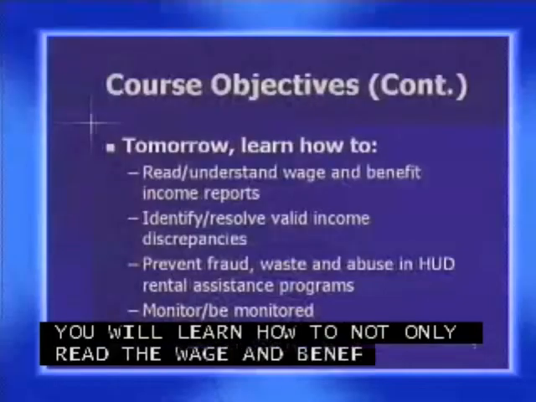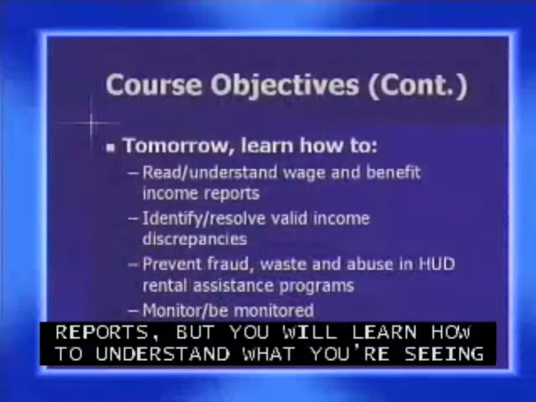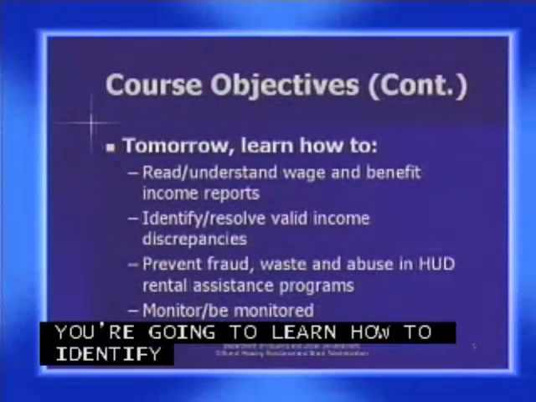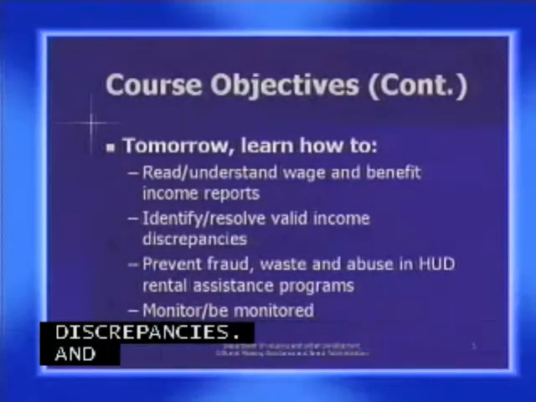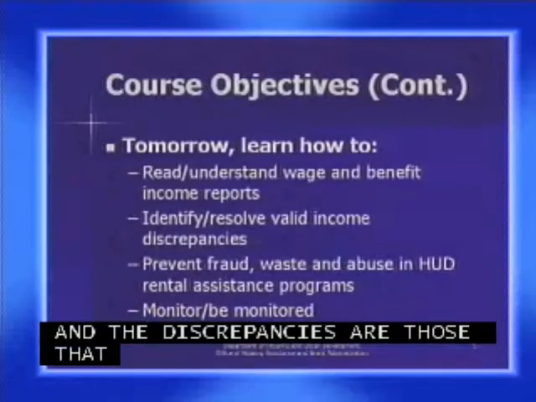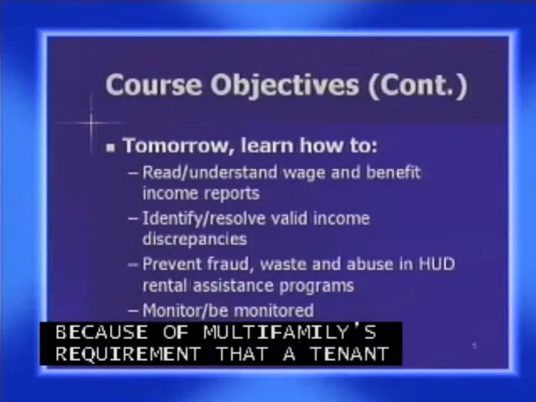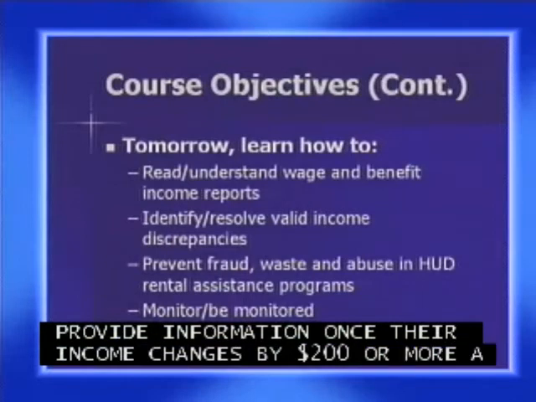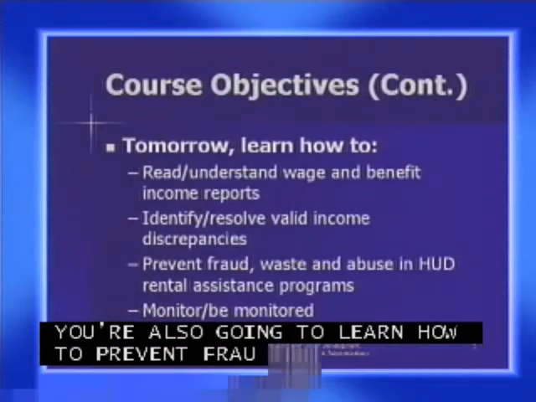Tomorrow, you will learn how to not only read the wage and benefit income reports, but you will learn how to understand what you're seeing once you read it. You're going to learn how to identify income discrepancies as well as to resolve these discrepancies. And the discrepancies are those that are $2,400 or greater because of multifamily's requirement that a tenant provide information once their income changes by $200 or more a month.